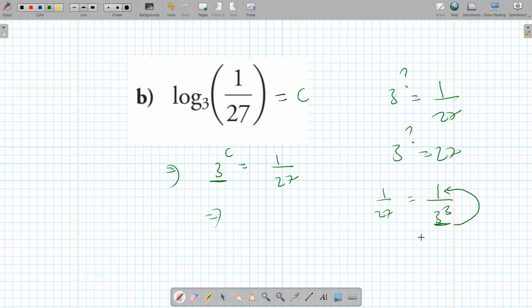Does it become a negative? Yeah, it's going to become a negative. It's going to become 3 to the power c is equal to 3 to the power -3. Okay? Do you understand why it became negative? Because we tossed it upstairs.